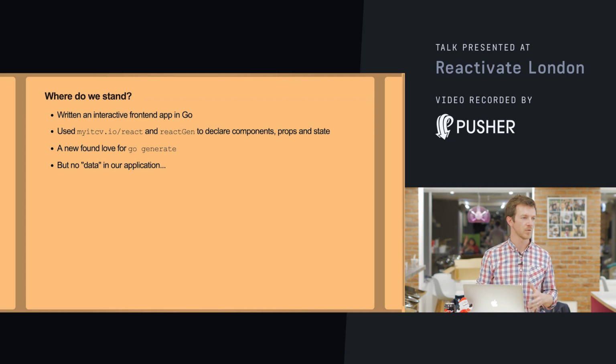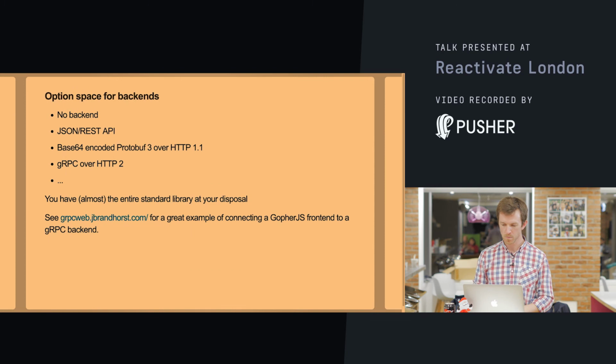But we don't have any data in our application. I said that this config has come from somewhere, but I haven't said where. So this is where you would get that configuration from a backend, for example. What is the option space for backends? Well, no backend at all. You could hardwire into your front-end app the list of faces, the list of bodies, etc., with hardwired links to where you get each image from. Okay, you could do that.